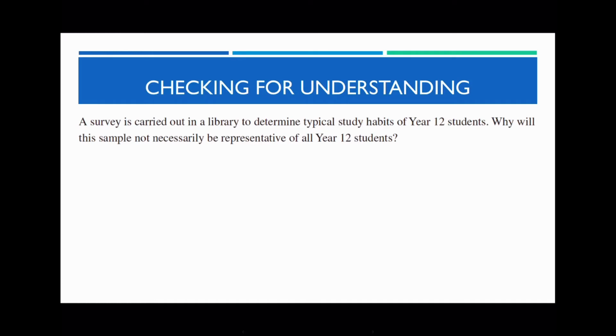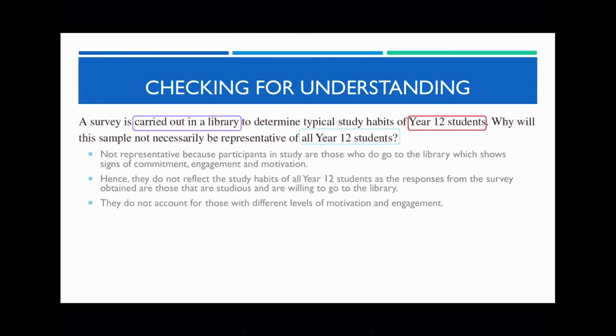So if you've done this already, an answer that you could be getting is that you could say it's not representative because the participants in the study are those who willingly want to go to the library, which shows some signs of commitment, engagement, and motivation. As a result of this, the responses that I'm going to get from the survey are those that are generally studious and willing to go to the library. They do not account for those with different levels of motivation and engagement. So therefore, the study habits that I recorded from the survey will not be reflective of people who don't attend or don't even go to the library at all.